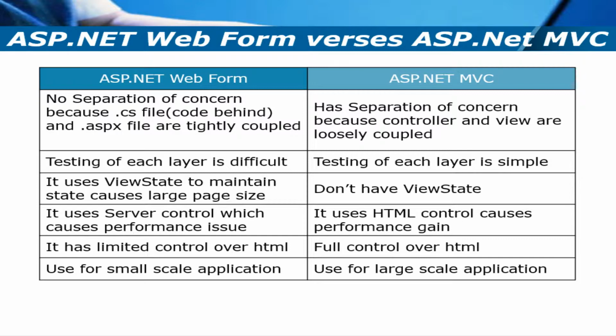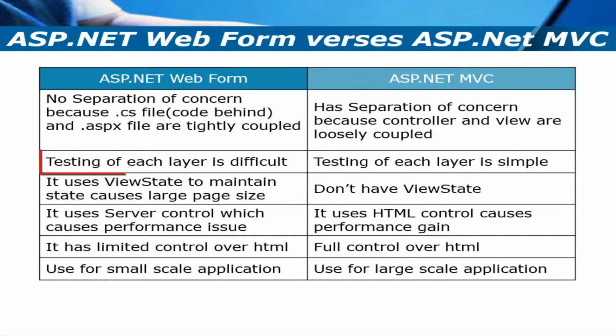So first difference is separation of concern, which means each layer can be independently run or tested without depending on another layer. Here ASP.NET Web Form doesn't have SOC, that is separation of concern. Why? Because there are two files in ASP.NET. First one is the ASPX file, that is a design page, and the ASPX.cs file, that is a code behind file. These two files are tightly coupled with each other. But MVC supports separation of concern because every layer is a loosely coupled layer.